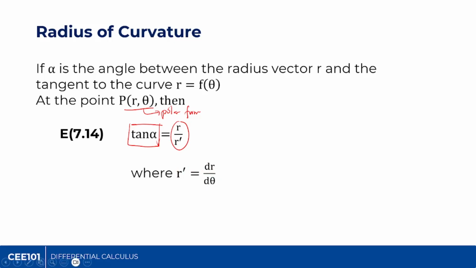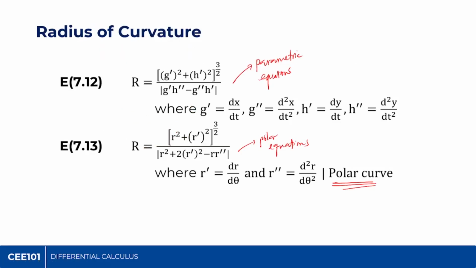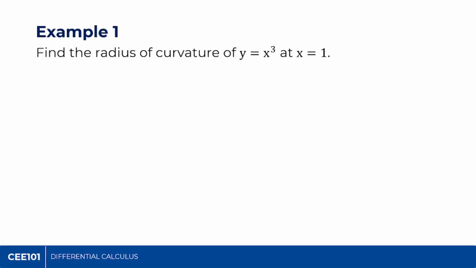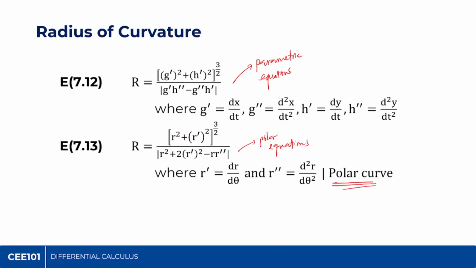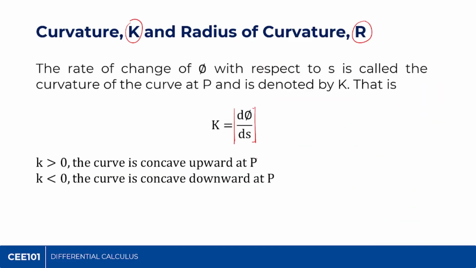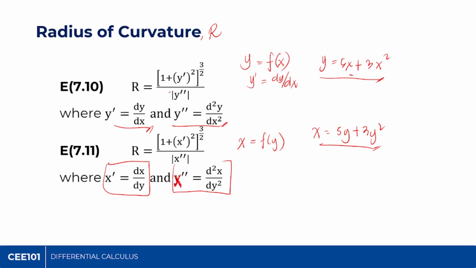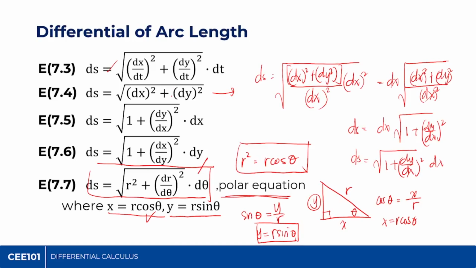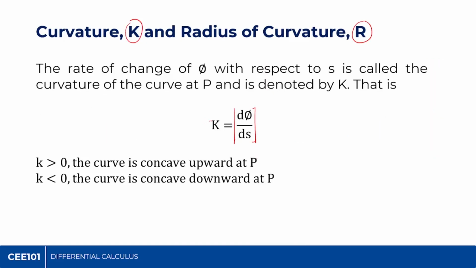Okay? So, sige, let's try some examples, no, on how we can apply itong mga formula ng radius of curvature tsaka itong differential of arc length. Basically, itong differential of arc length is in connection lang siya ng curvature. As you can see ito, 'di ba nakita nyo kanina? Ito, differential arc length. Because again, yung curvature is d theta over ds. So this one is the differential of arc length.